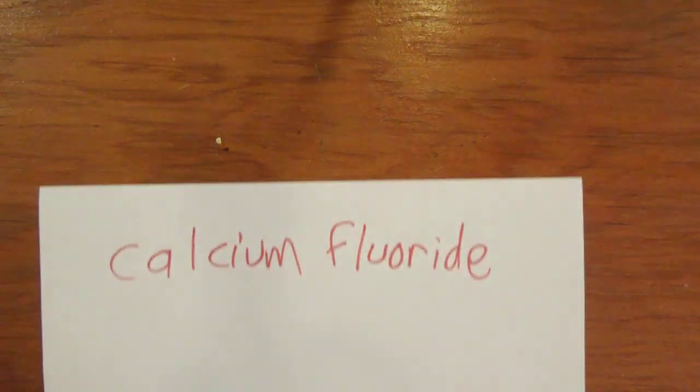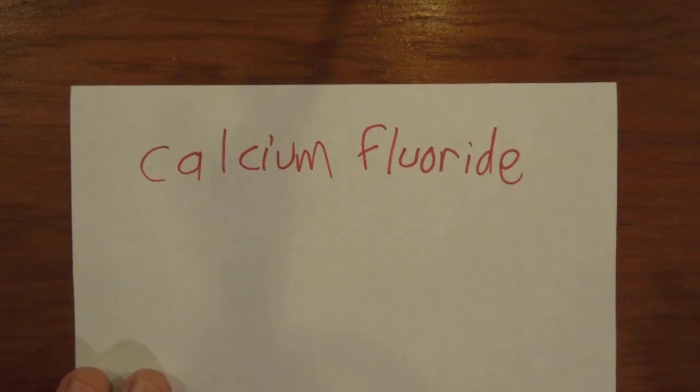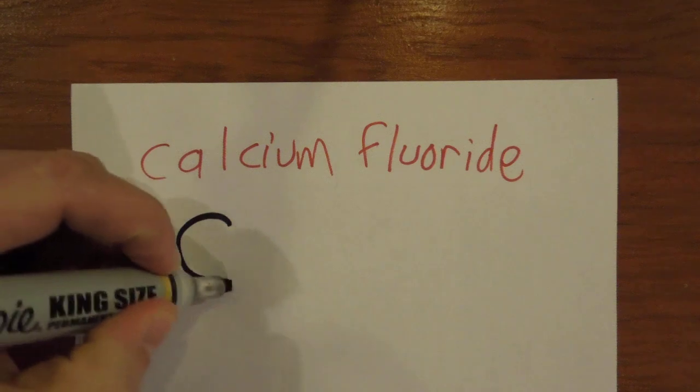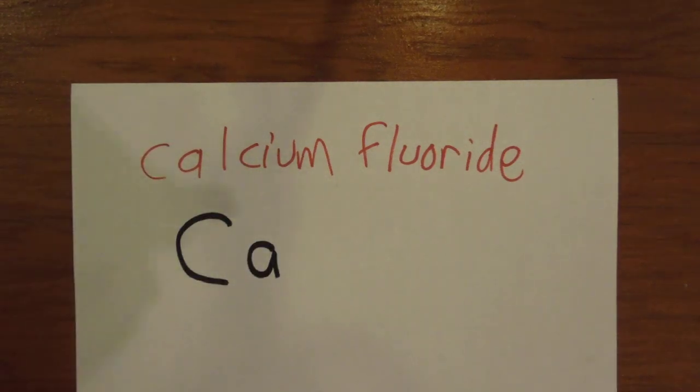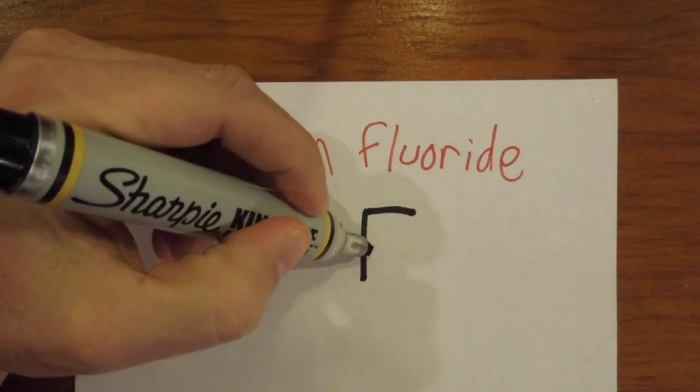Our next example is the wonderful calcium fluoride, and this one will have a little bit of a twist to it. Let's begin writing the formula for calcium fluoride in the same way as the last one. We'll start by writing the symbols for each of these ions. Calcium symbol is Ca. And fluoride, well, that sounds a lot like fluorine, and it is. So let's write an F for fluorine.